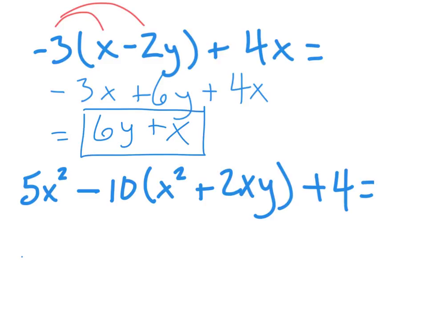Now, I wrote the 6y first and the x second. It doesn't matter because of the commutative property, which says addition can be in both ways. So if you called this x plus 6y, it's still a perfectly good answer.